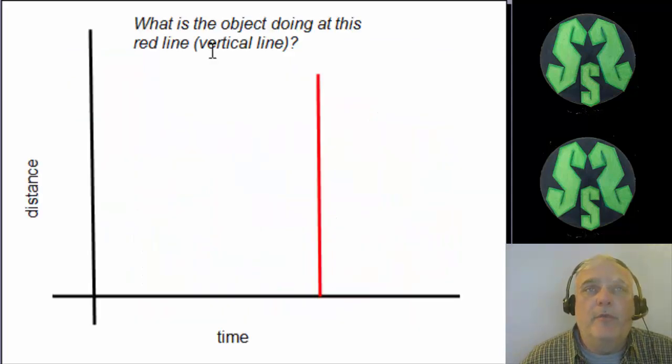Tricky one for you. What is the object? Let's say this is a car. What would this car be doing with this totally vertical red line? What do you think's happening? I'll pause it for a second and then think about it. And I will count down.